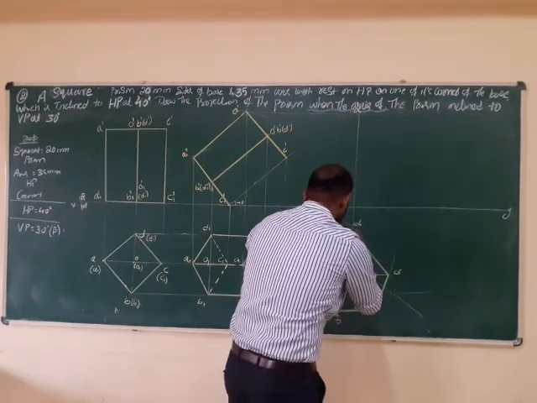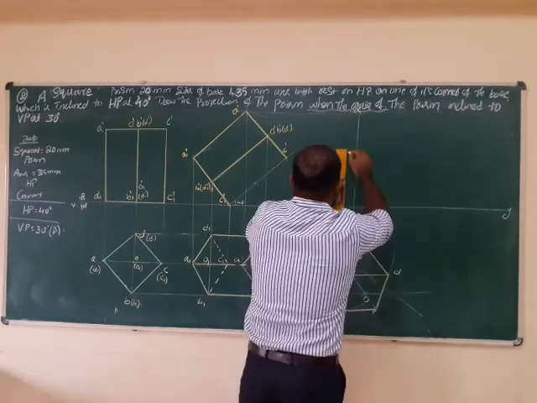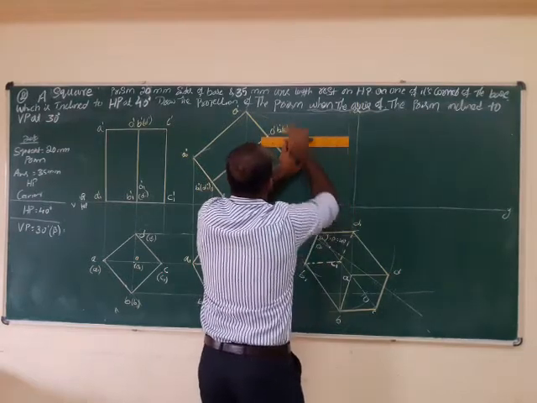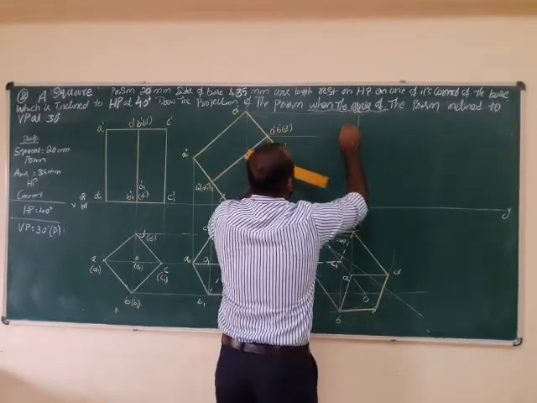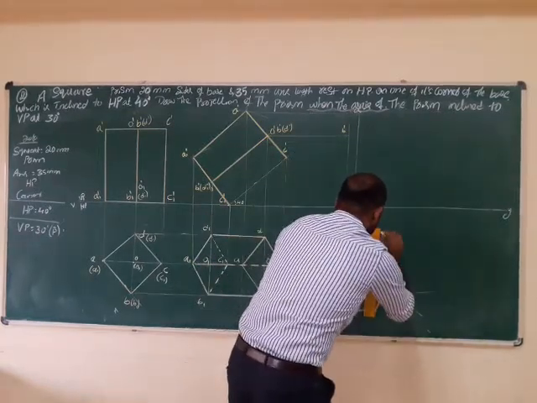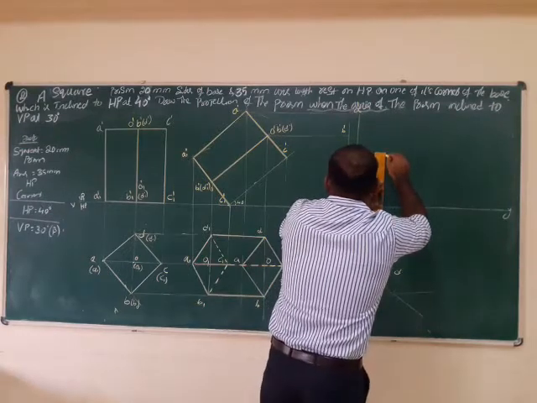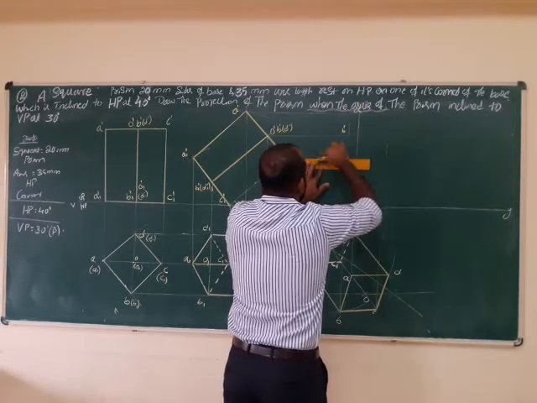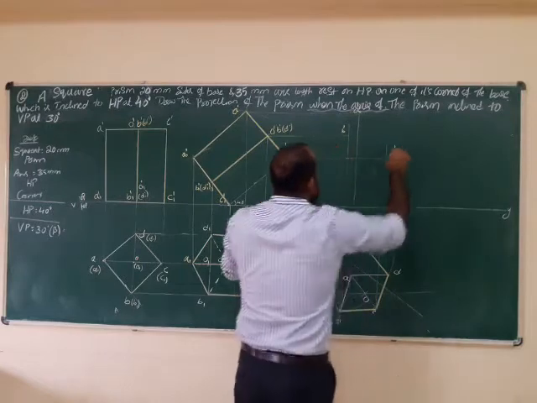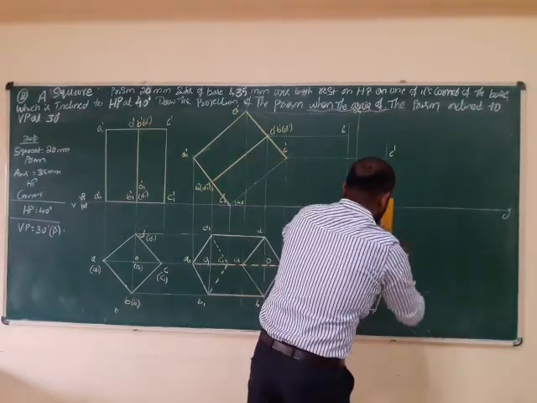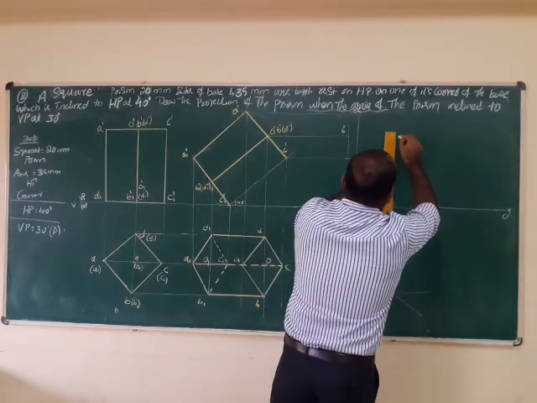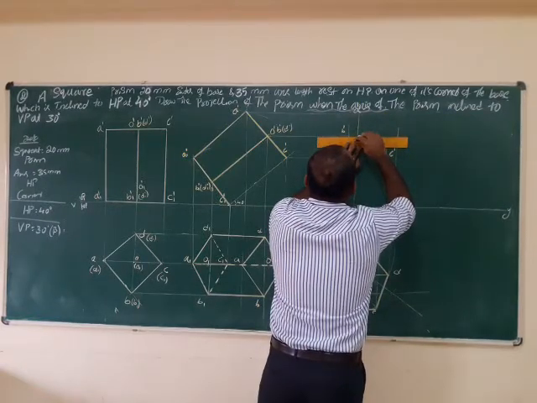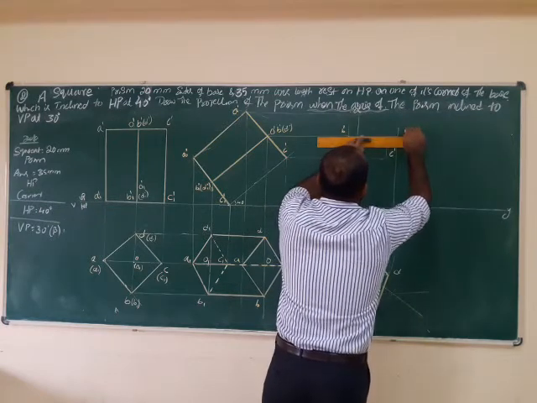Next, project B. B dash. Next, project C. C dash. Last point, D. Just the center line you have to extend. The D and D are on the same line. That point is called D dash.